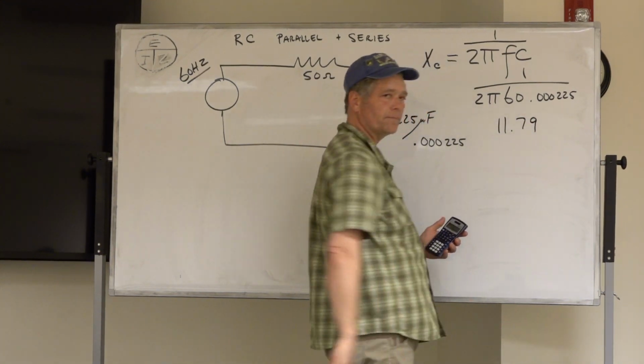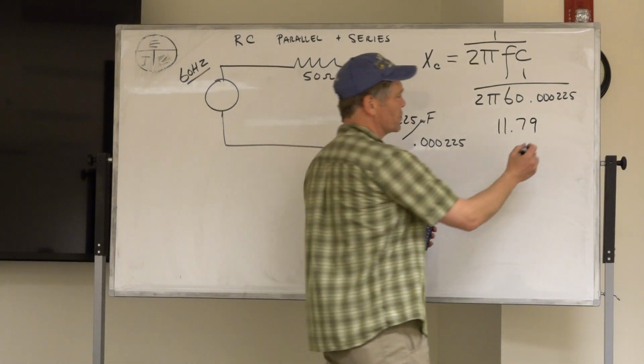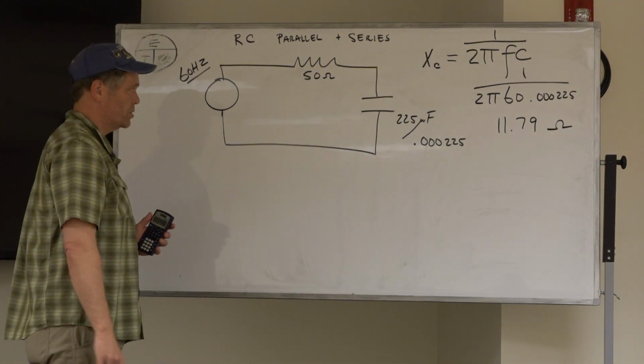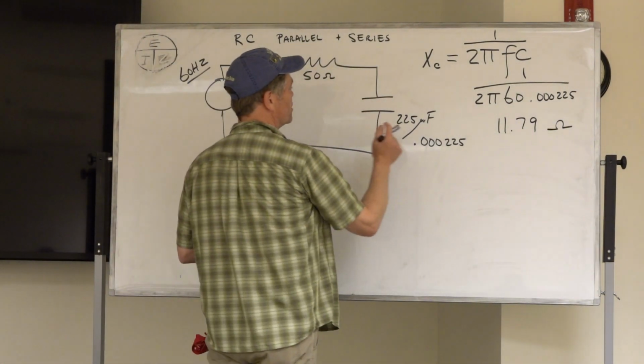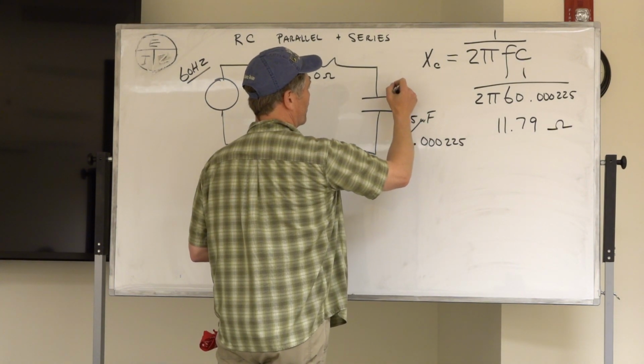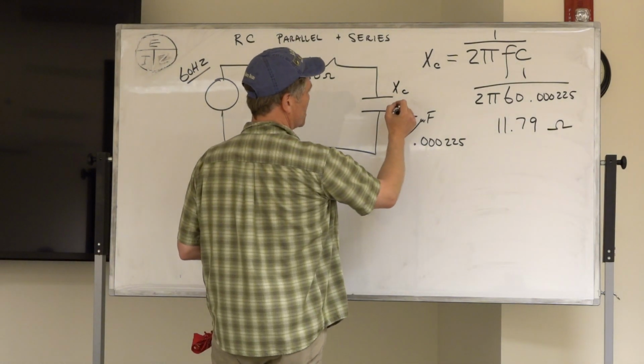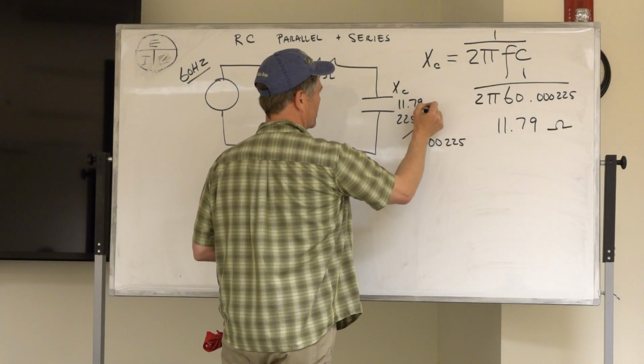What's my unit? Ohms. 11.79 ohms is what the value of this capacitor is as far as its capacitive reactance. Its X sub C is 11.79 ohms.